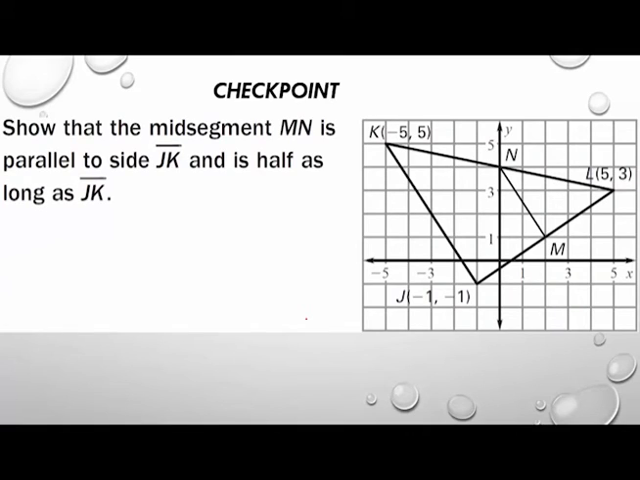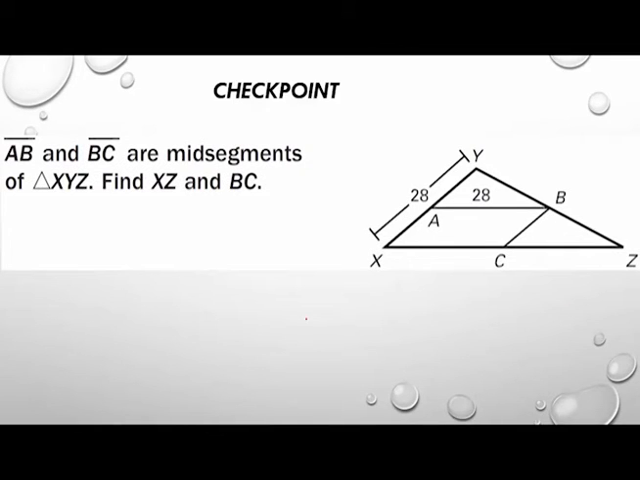All right, it's your turn. I want you to answer checkpoint problem number 1 and 2. Checkpoint problem number 1 says, show that the midsegment MN is parallel to the line segment JK and is half as long as JK. So very similar to example 1. Checkpoint number 2, line segments AB and BC are midsegments of triangle XYZ. Find XZ and BC.